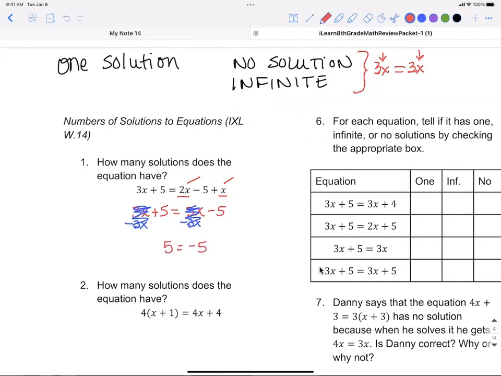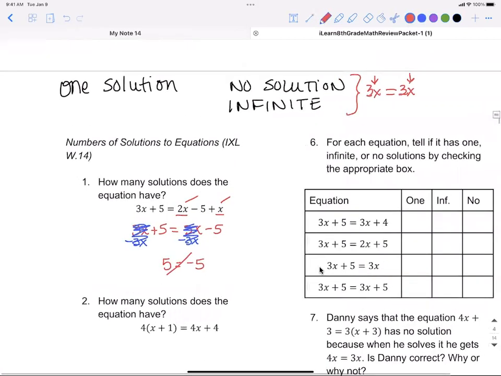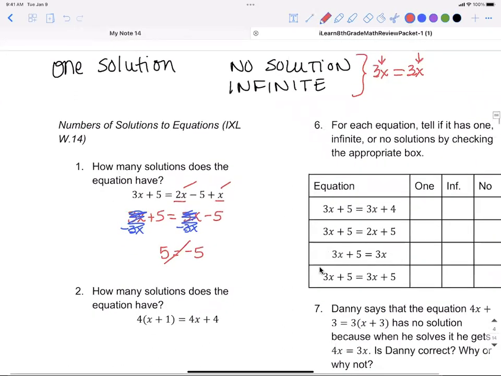So is that true? No, it is not. So between no solution and infinite, what do you think it is when it's not true? Is it true? No, therefore it is no solution.